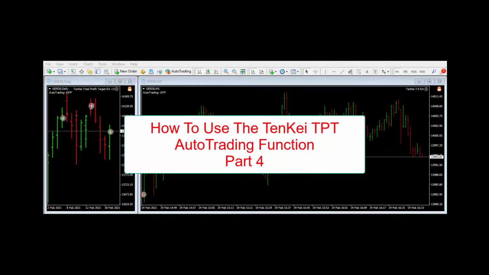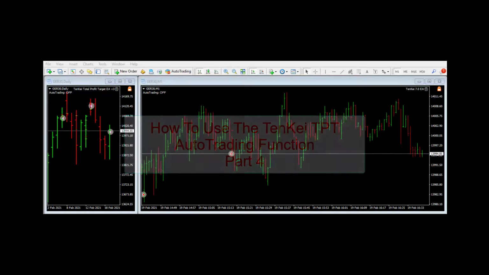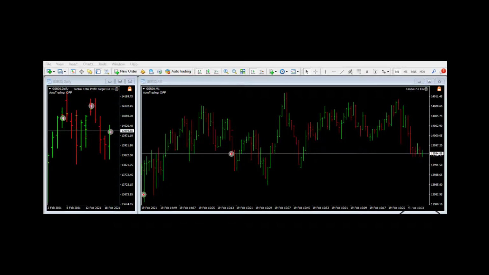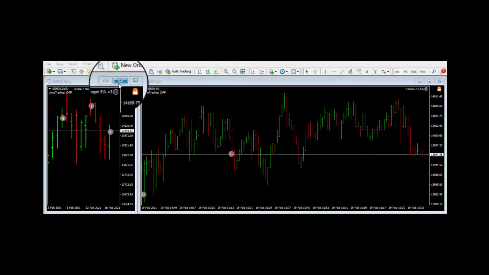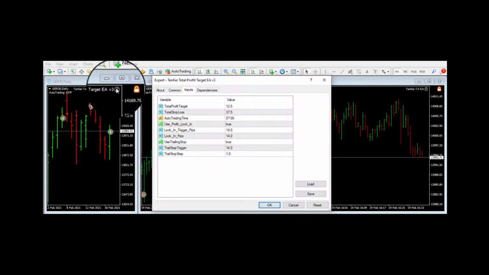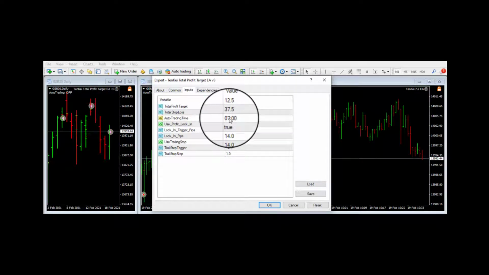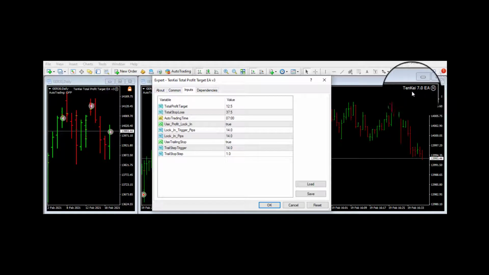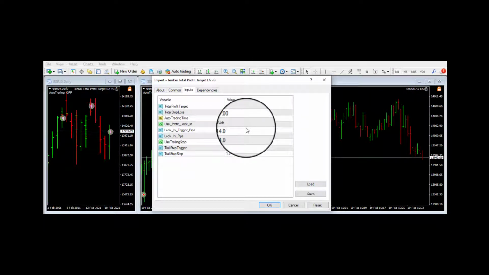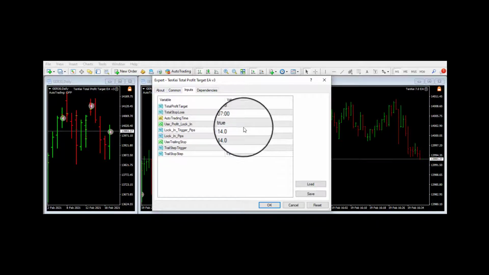Today's title is called How to Use the TenKei TPT Auto Trading Function Part 4. So with the auto trading function, which stems from here, as a reminder, here is the TPT, which is the main part of the system. It is the manager. It manages your trades, and it's good whether you have one of these EAs over here, or your own EA, or whether you just want to trade manually and get into a trade. It'll help you to manage your trades.